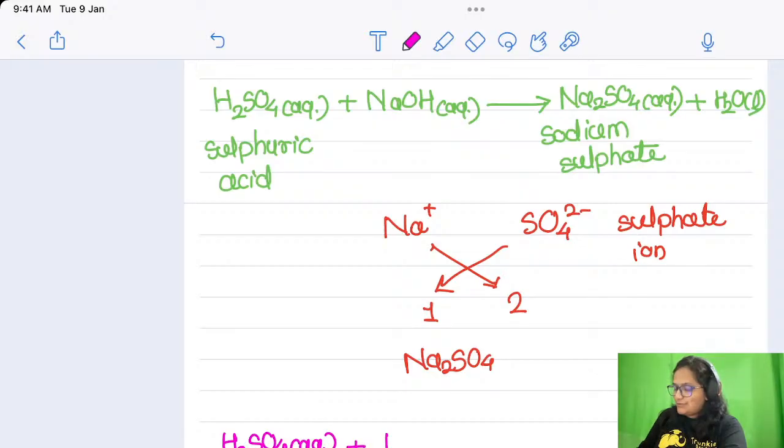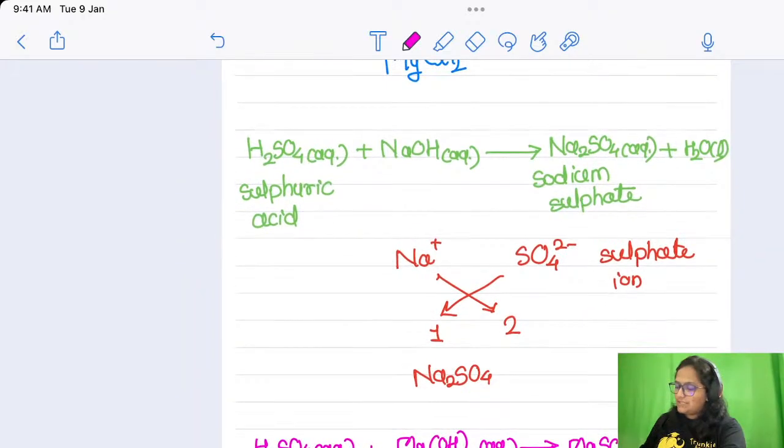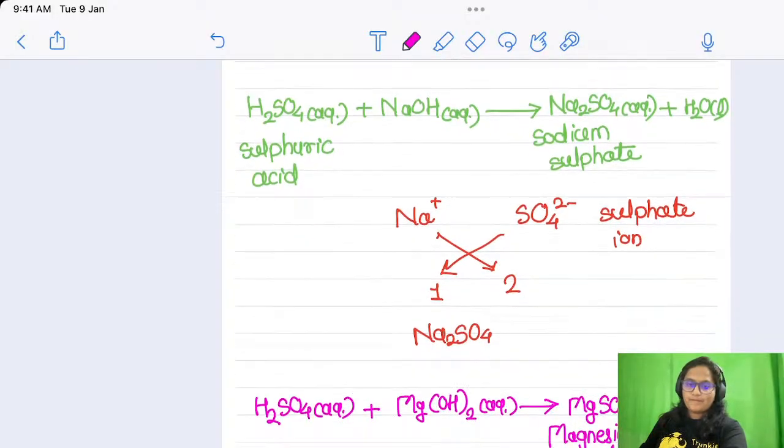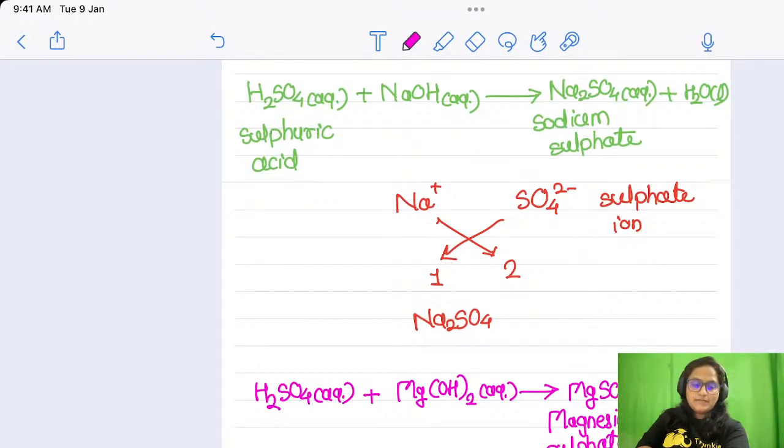Plus Mg(OH)2, I'll write down. So here what we are getting, Mg as well as sulfate, both of them have 2 charge. Therefore it will be MgSO4 only. What will be the name of this compound? It will be magnesium sulfate. So this is how we can write down the reactions with sulfuric acid. Now again you can take a screenshot of this page.